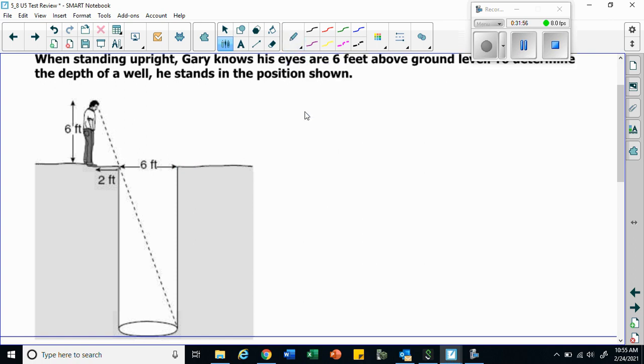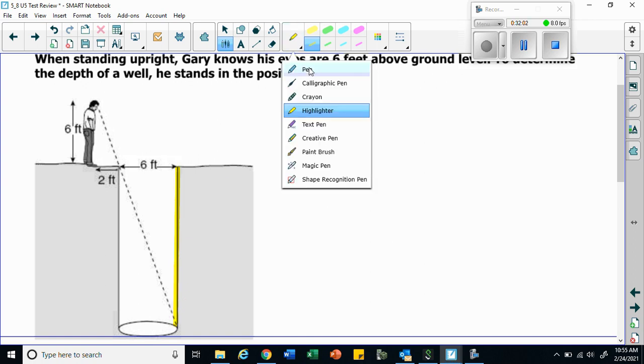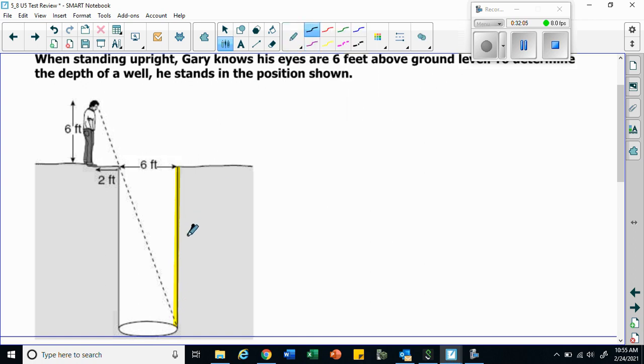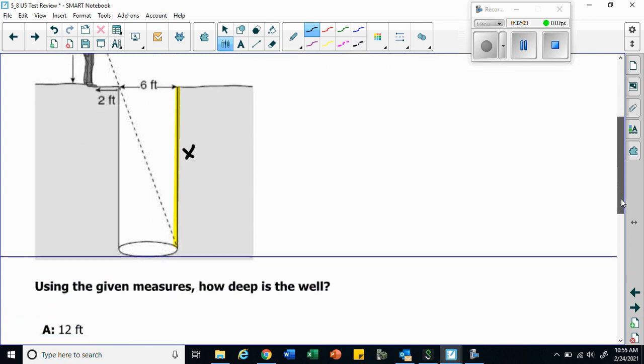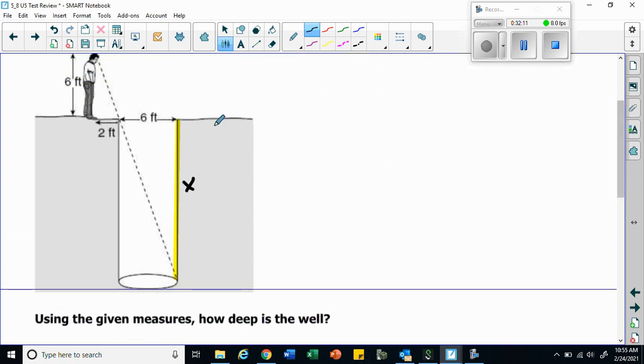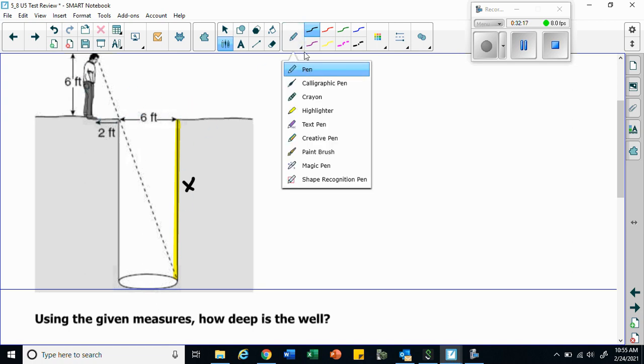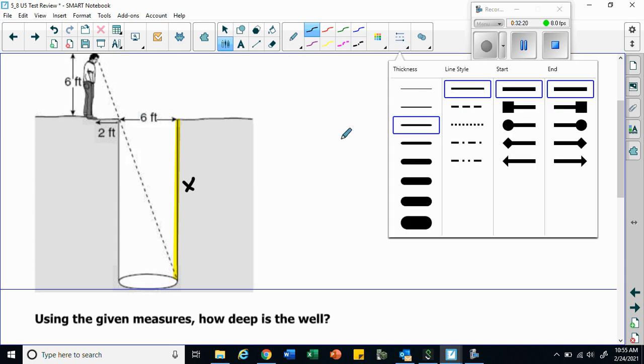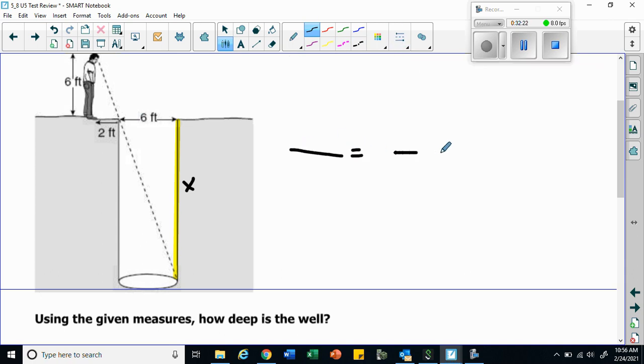So I'm going to highlight this for you. They want to know the depth. So they want to know how deep this is, right? And if they're asking us to solve for it, that means that there's an X here. And so they want us to set up our proportions. And how do we set up our proportion? We do our base with our base and our height with our depth. So I'm going to set this up like this.